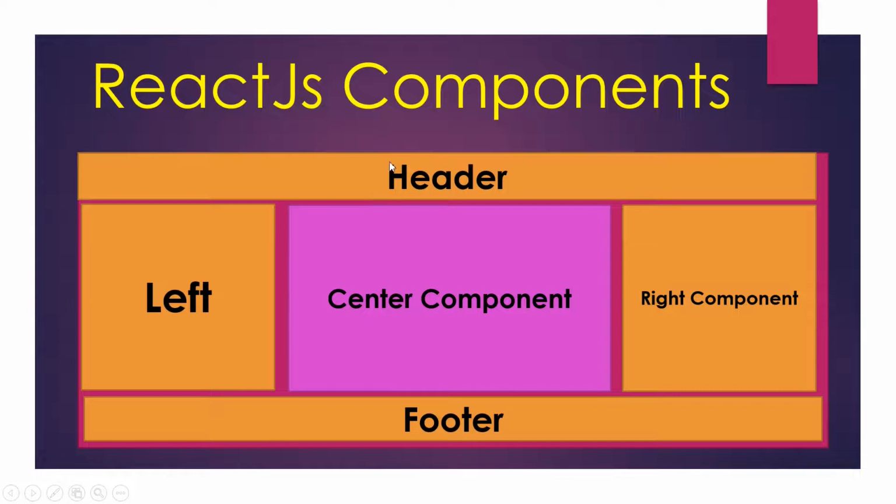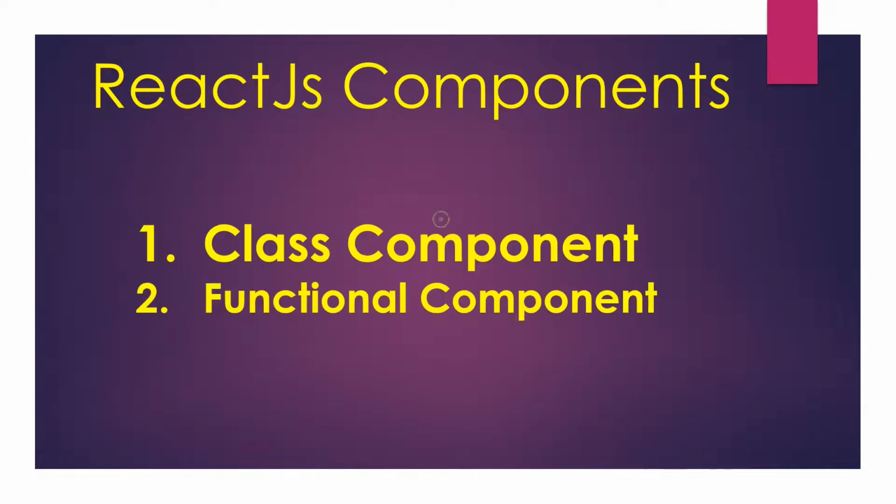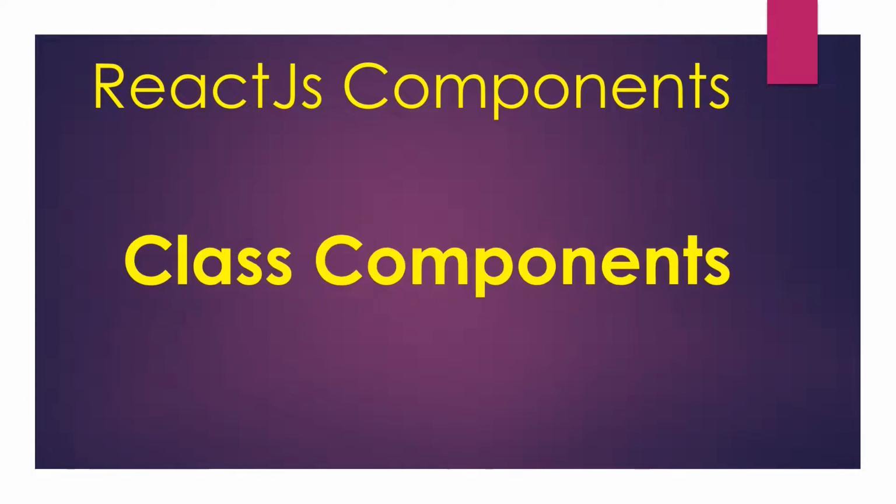There can be several components, maybe under header, left component, right component, or navigation component. There is no limit on components. Remember, components are nothing but JavaScript functions in ReactJS. Normally there are two types of component. The first one is the class component, and the second one is the functional component, which was also called stateless component when functional components were not working fully. First we will see the class component.